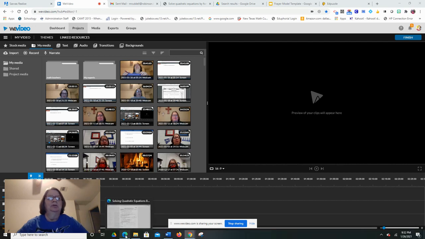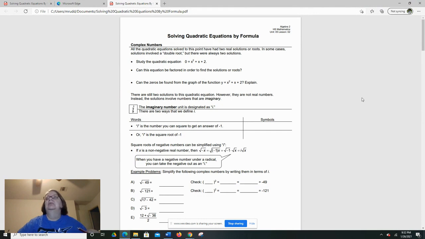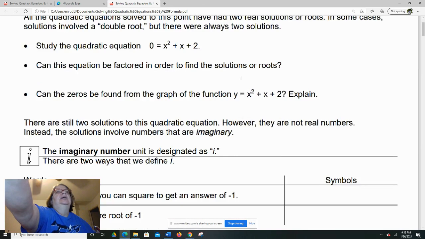Hello, Algebra 2 students. Today we're going to look again at the imaginary numbers a little bit, and we're going to see some examples of solving quadratic equations with those imaginary numbers. So let me see if I can make this bigger. Yeah, there we go.